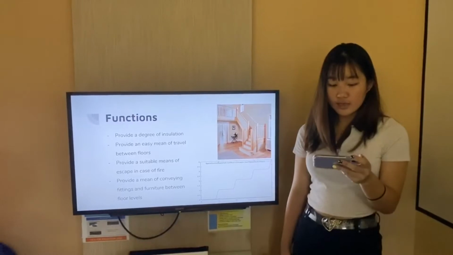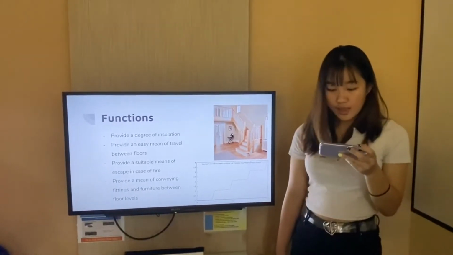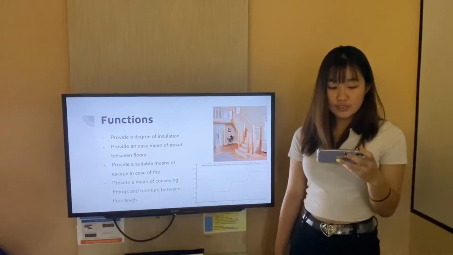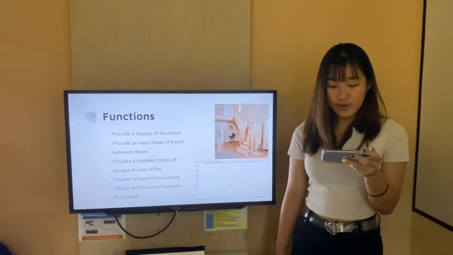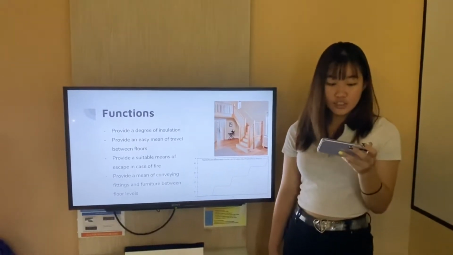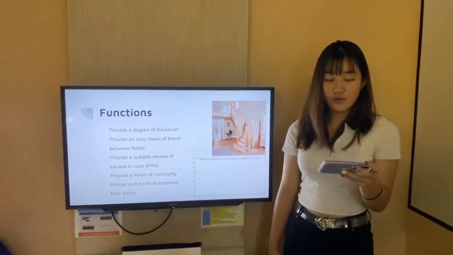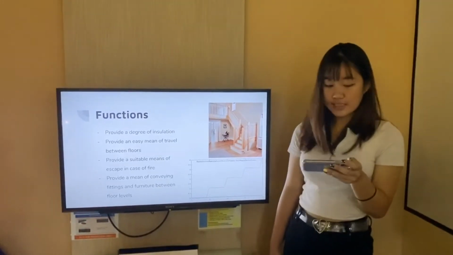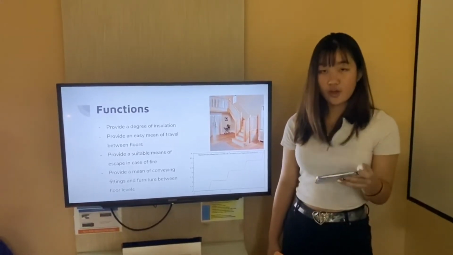Lastly, it provides a means of conveying fittings and furniture between floor levels, where in a house the owner or users can move their furniture and fittings such as bookcases, chairs, desks, and tables from the ground floor to the upper floor. The staircase must be able to withstand heavy loads, and it does not break or crack easily.